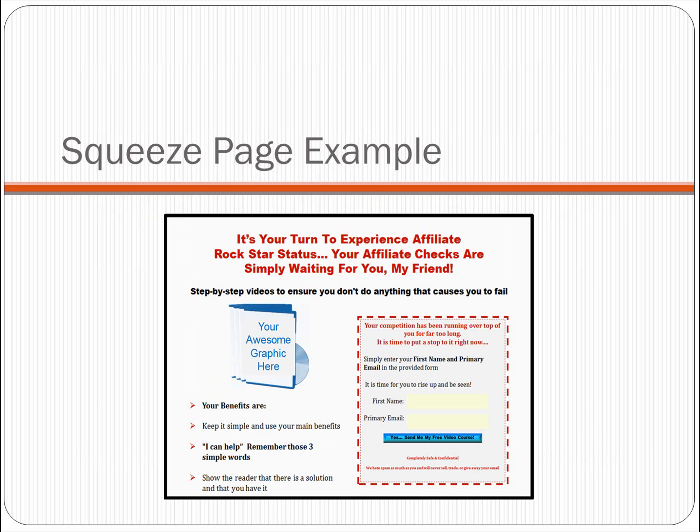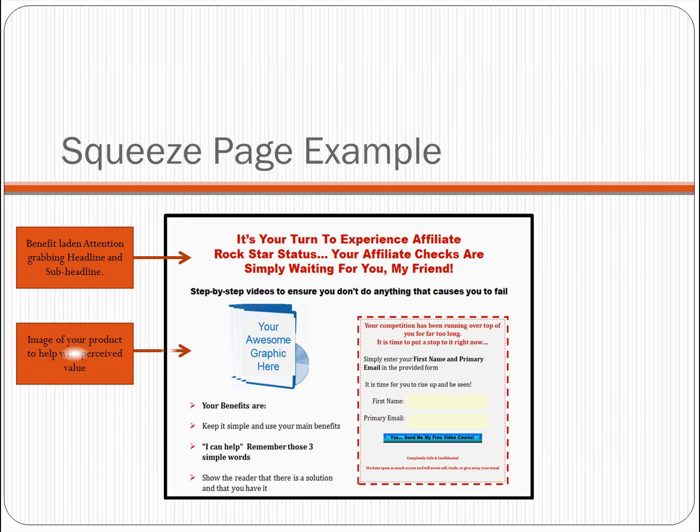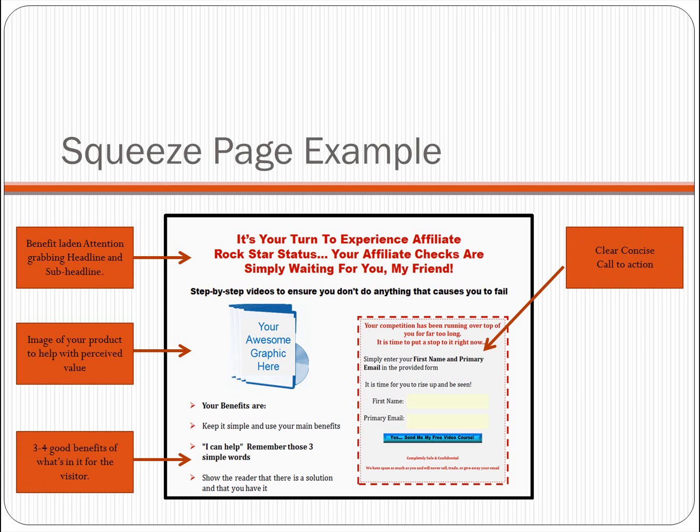All right, here's a squeeze page example. Basically, we've got all the elements here. We'll go through them quickly. We've got our benefit-laden, attention-grabbing headline and subheadline. We've got an image of our product to help with perceived value, so it puts an image in their mind that, yes, I'm going to receive something. We've got 3 to 4 good benefits of what's in it for the visitor. We've got a clear, concise call to action. We're telling them what to do.